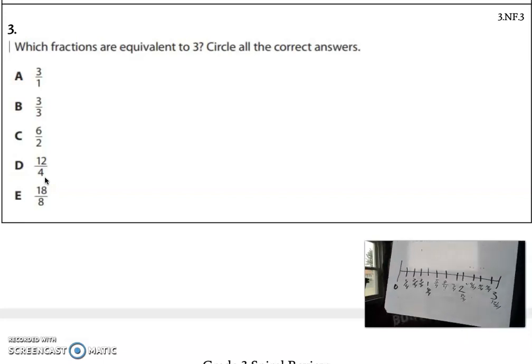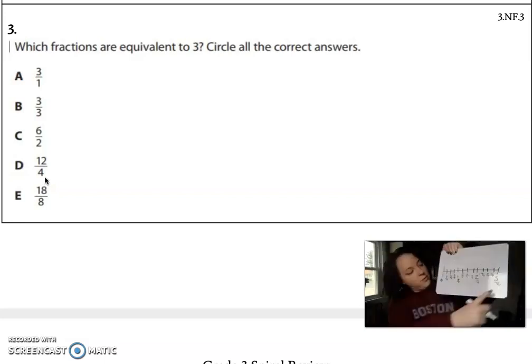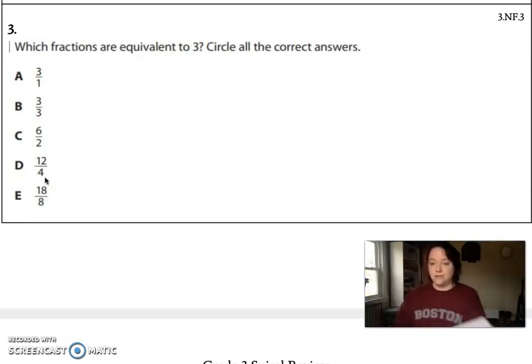I divided the number line into fourths, and I went all the way up to 3 because that's the number we're looking for to see if it matched. Okay, so we know D is correct, so we'll circle D on our paper. I forgot to cross off E, so I'm going to do that now. Okay, letter C, 6/2. Okay.